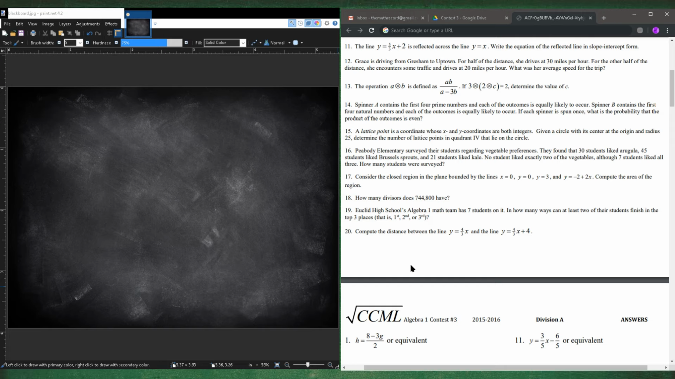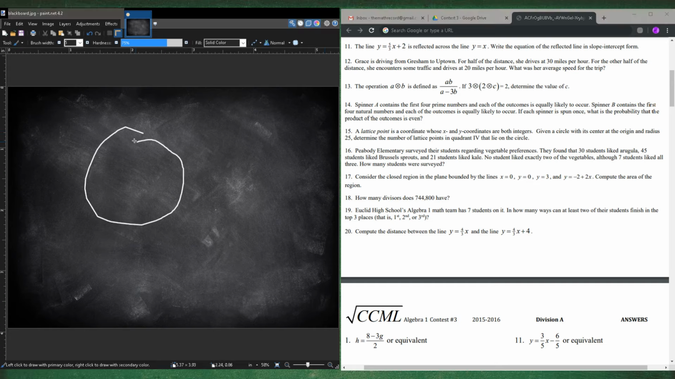16. Peabody Elementary surveyed their students regarding vegetable preferences. They found that 30 like arugula, 45 like Brussels sprouts, and 21 like kale. No students liked exactly 2 of the vegetables, although 7 students liked all 3. So let's draw a Venn diagram.